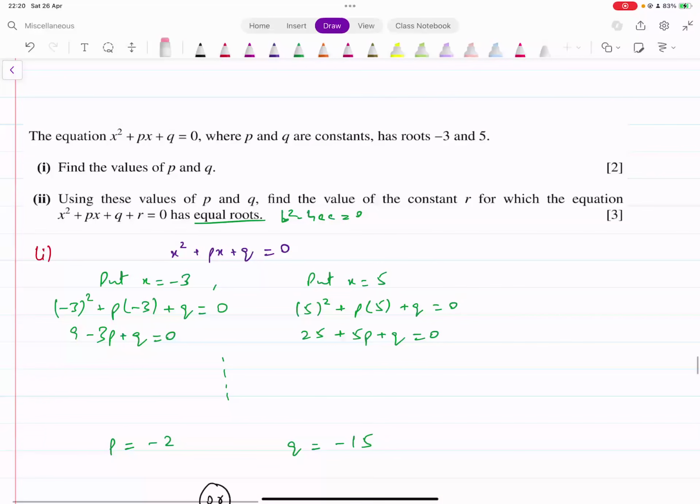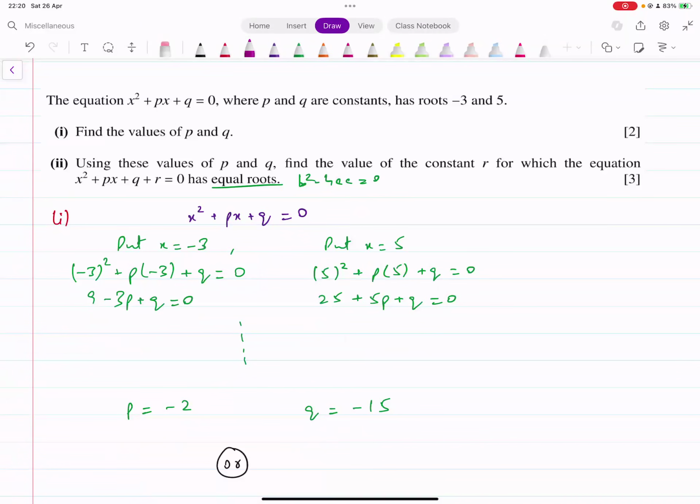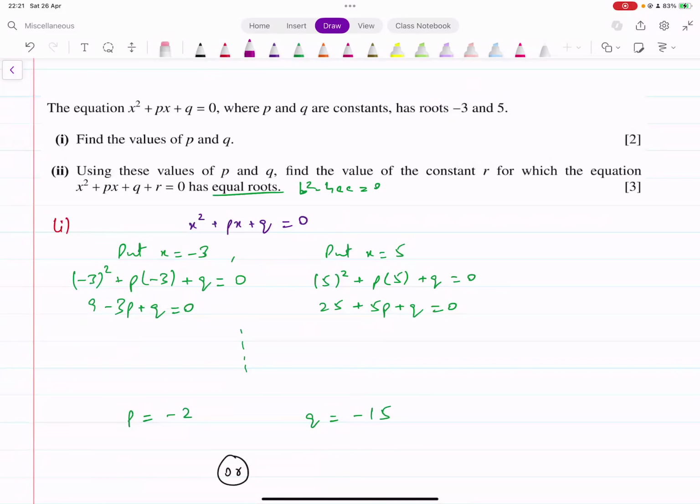The equation x squared plus px plus q equals 0, where p and q are constants. It has roots -3 and 5. We need to find the values of p and q. How do you find values of p and q in this case? This is the equation. We have to find the values of p and q. We are given two solutions of this equation. One solution is -3 and the other solution is 5.